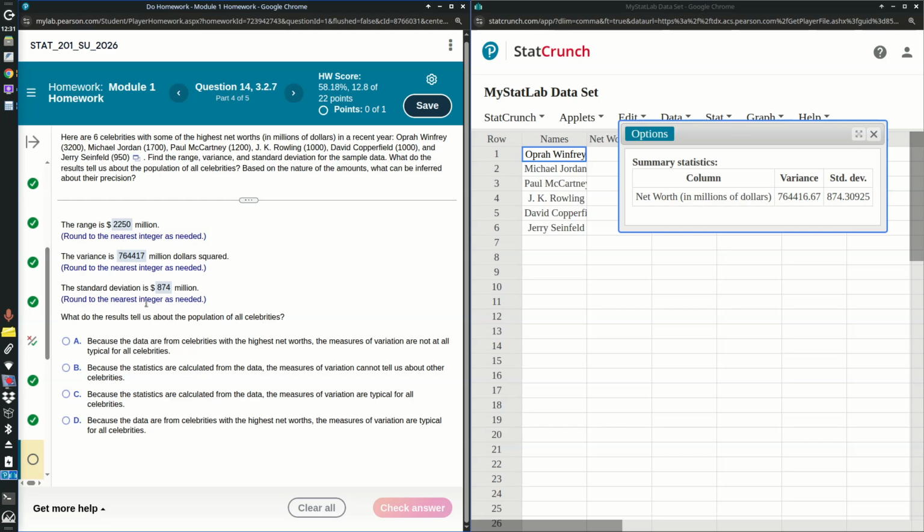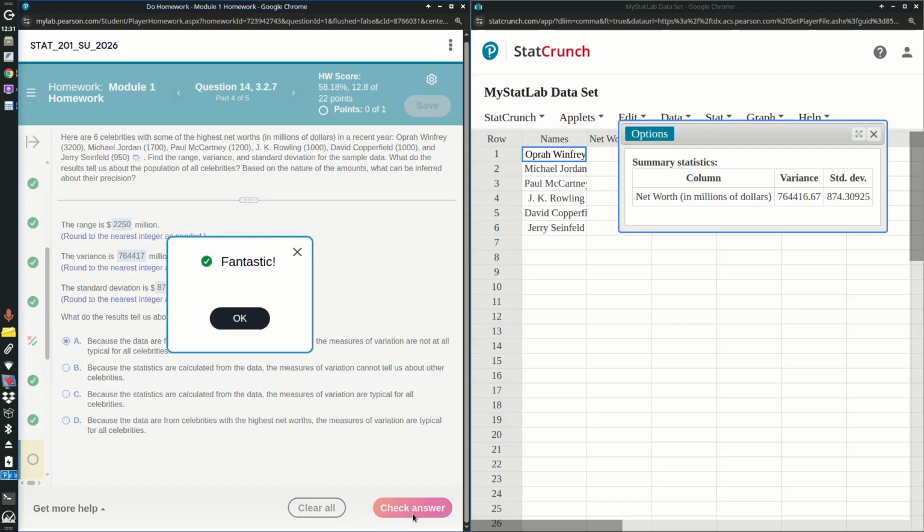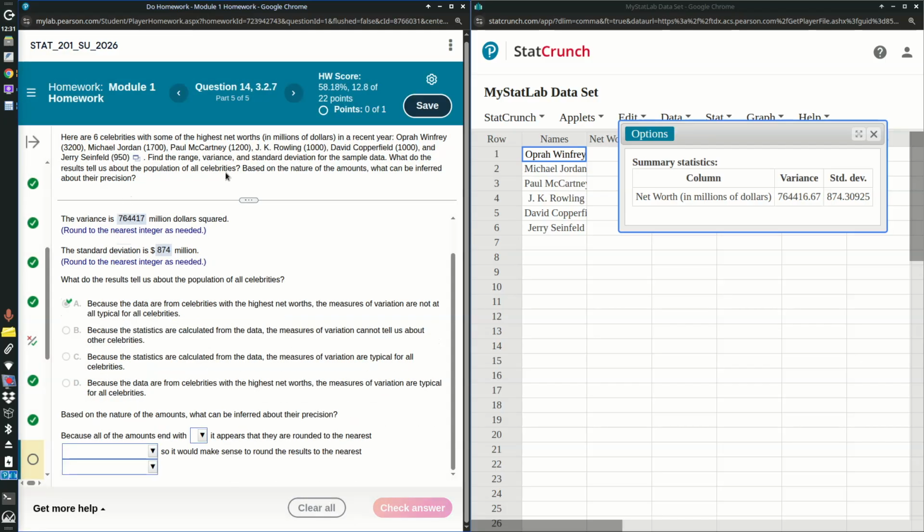Okay, what does it tell us about the population of all celebrities? Again, this is not great because this is not representative of all celebrities. It's just representative of celebrities with the highest net worths. So it's a similar problem to the highest tuition question. Yeah, I would say A: it's typical for those from the highest net worths. It's atypical of variation in all celebrities. We're basically just looking at billionaire celebrities.